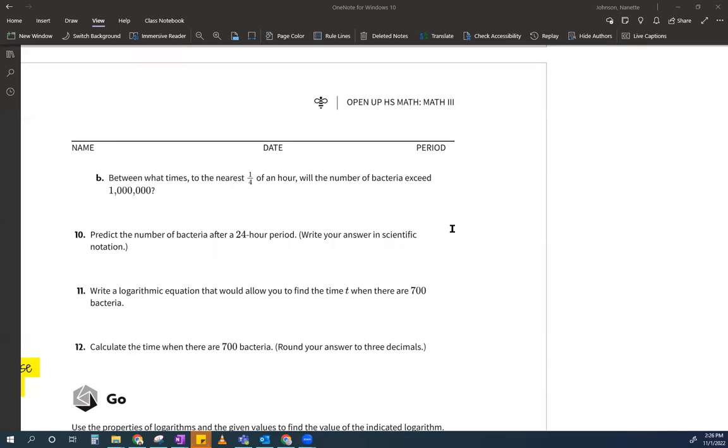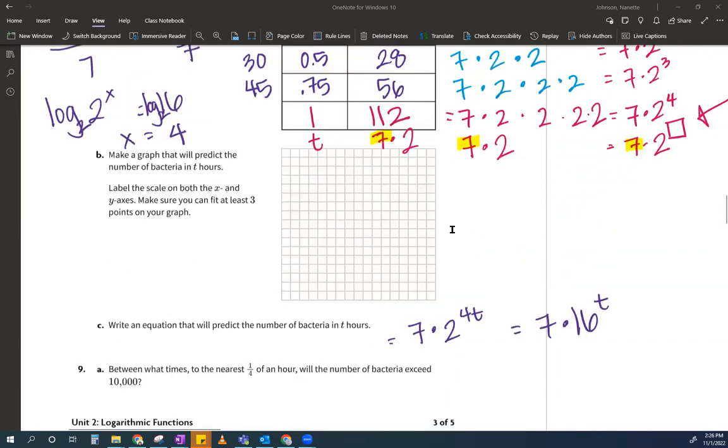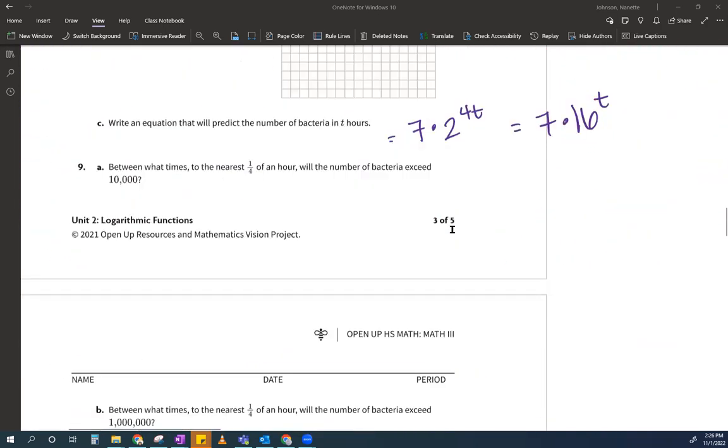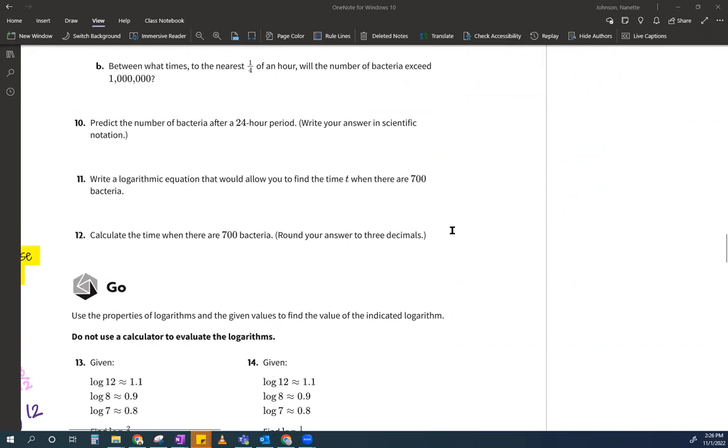Just y? Yeah, we'll just use f of t, I guess. Okay, so it says f of t is equal to 7 times 2 to the 4t, right? It's your function. Oh, it's kind of slow. Hold on, it'll catch up to us.